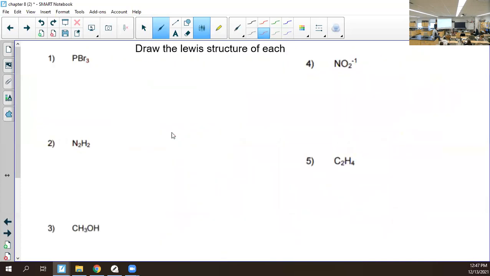Okay, here we go. Draw the following Lewis structures. All right. Someone take a picture and put it on the group so you know. Try and work on these. We will go over them tomorrow.